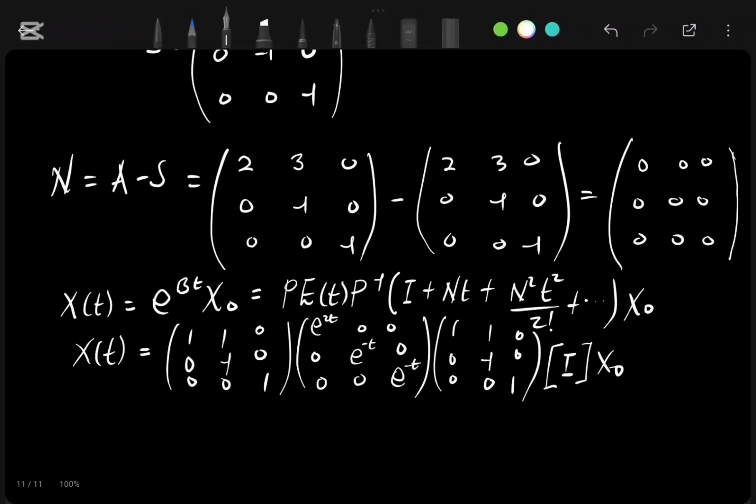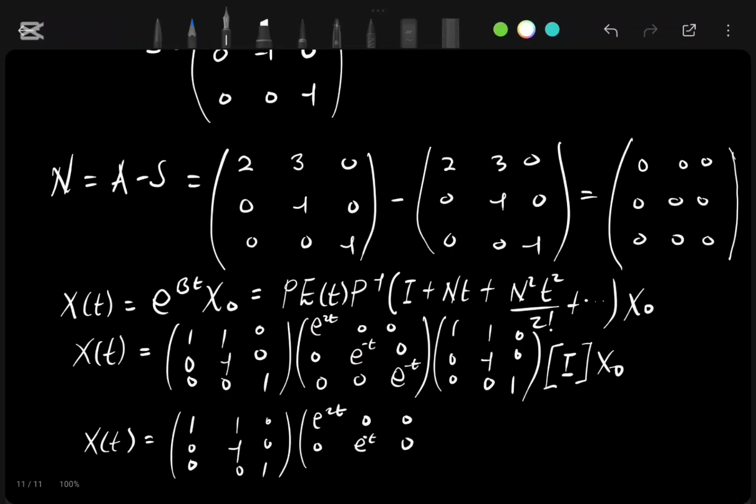So we still have our x of t to be equal to 1, 0, 0, 1 minus 1, 0, 0, 0, 1 multiplied by the value here, e to the power 2t, 0, 0, 0, e to the power minus t, 0, 0, 0, e to the power minus t. Then we have 1, 0, 0, 1 minus 1, 0, 0, 0, 1 multiplied by x naught. So you can do the calculation and simplify this.